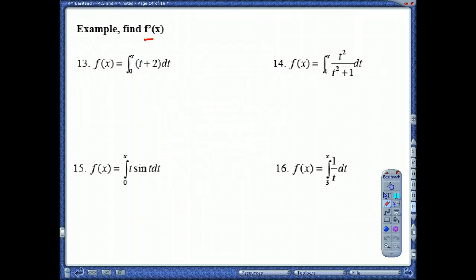Okay, they want us to find the derivative. So the first thing we're going to do is take the integral. So I'm going to integrate this.